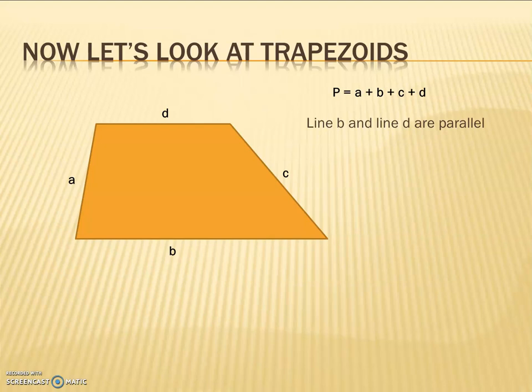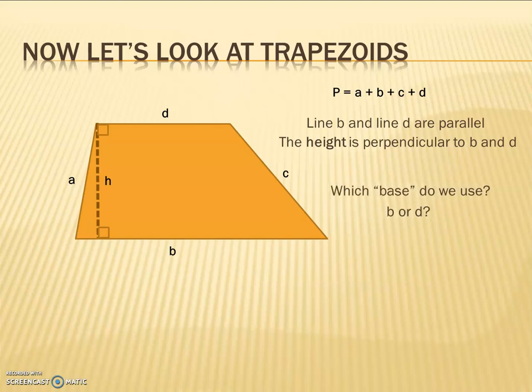B and D are going to be parallel. That means they go in the same direction. They're never going to cross. The height is going to be measured perpendicular to the base and to the other base, D. And so we're faced with this dilemma. It's supposed to be base times height, but which base are we going to use, B or D?